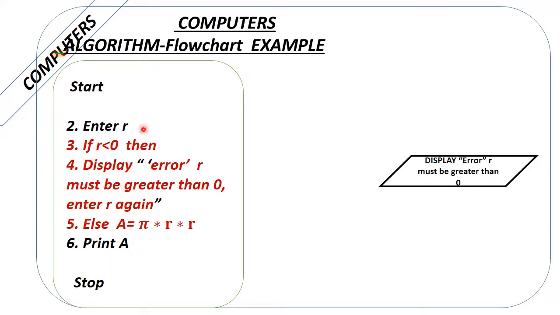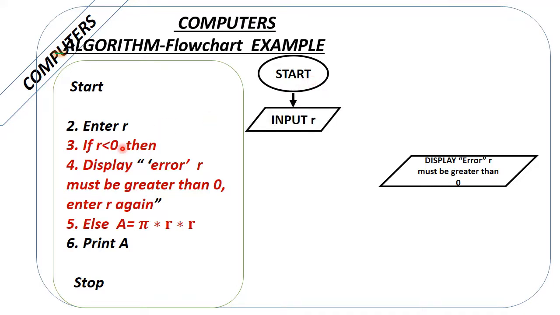Now, if we've been asked to, we need to come up with a flowchart for this pseudocode. So the flowchart is, forgive me about this. So we start here. So start, then enter r, it's an input parallelogram. So input r. So if r is less than 0, we're talking about a decision. So we need the diamond, and inside we are going to write: is r less than 0?